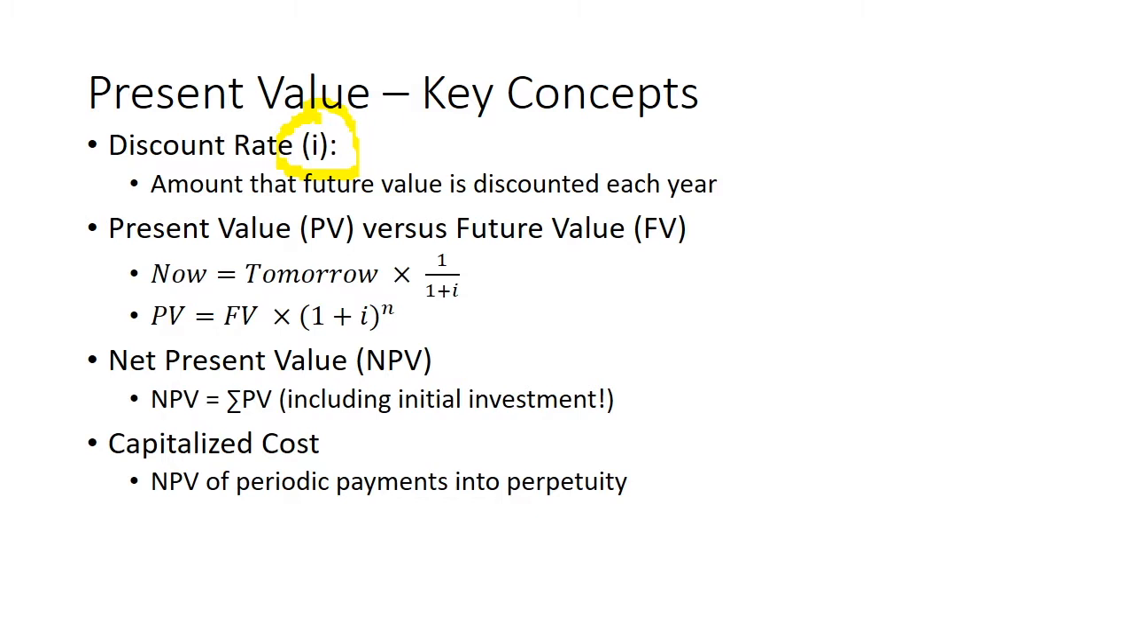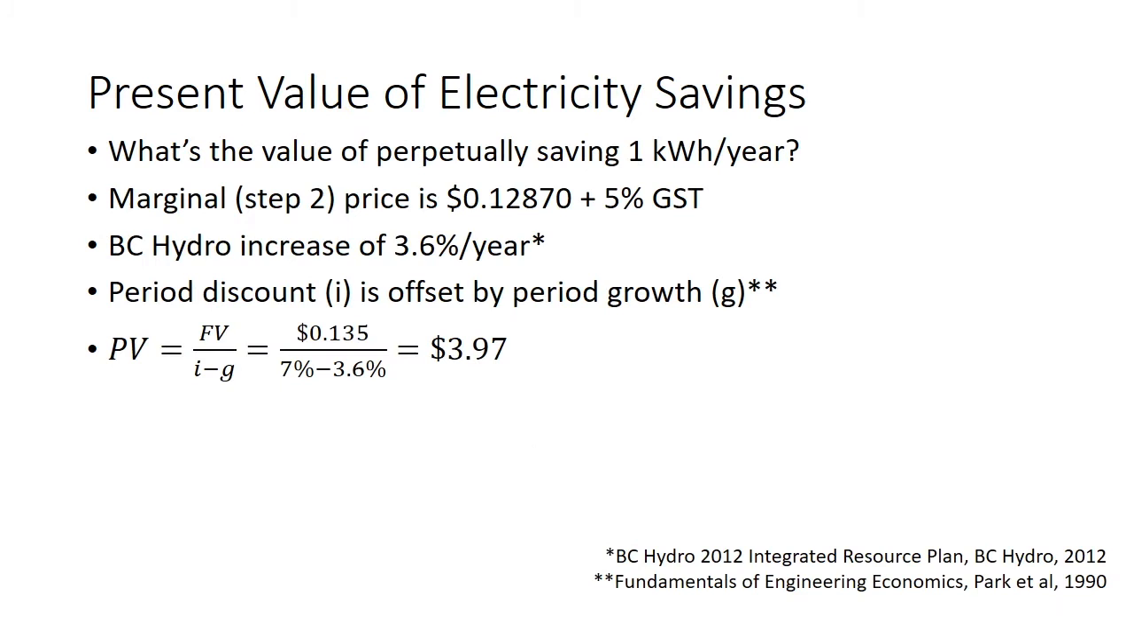I like to use 7%, a rate of return that I'd be happy to invest at. Let's apply it to the value of saving 1 kilowatt hour of electricity per year forever. Hydro is likely to escalate at 3.5%, so our net discount rate is the remaining 3.5%. Clickety-click, and the growing perpetuity starting at 13 cents is worth about $4.